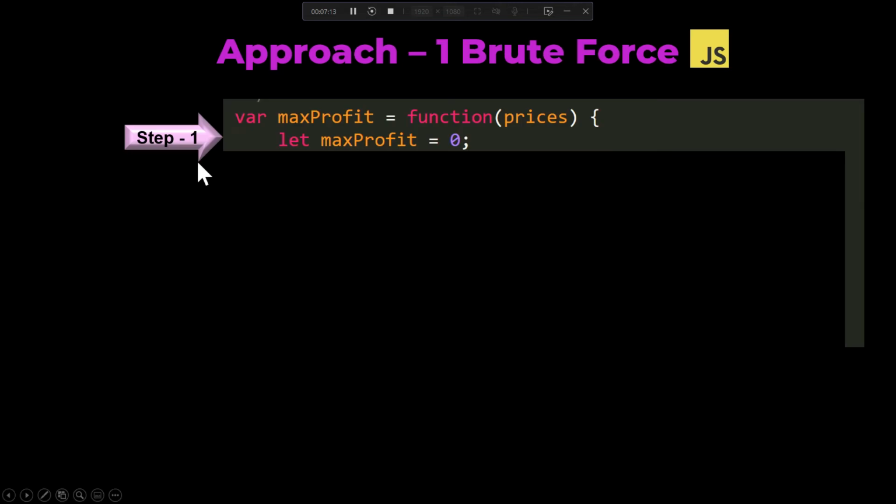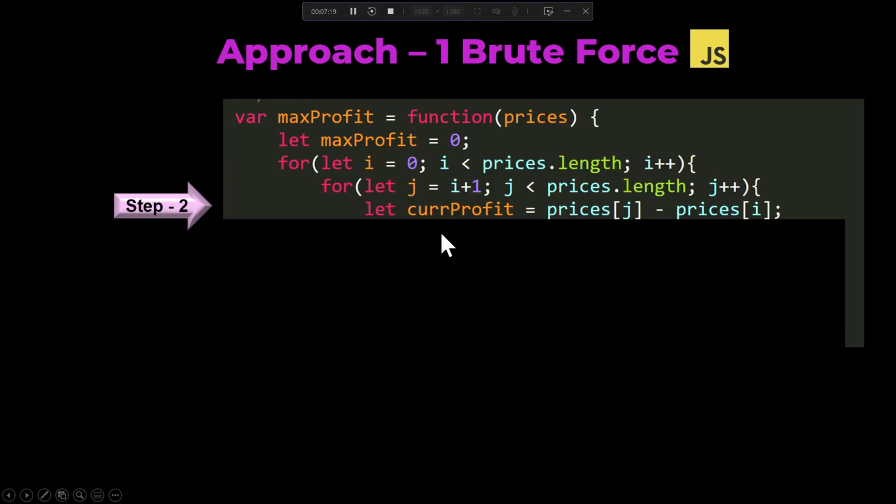First, this is the first step. We will initialize the max profit. It's initialized at 0. Second step, we are iterating through this prices array, and we are doing that in a nested for loop. We've got i for the outer loop, j for the inner loop. And in this loop, we are calculating the current profit.